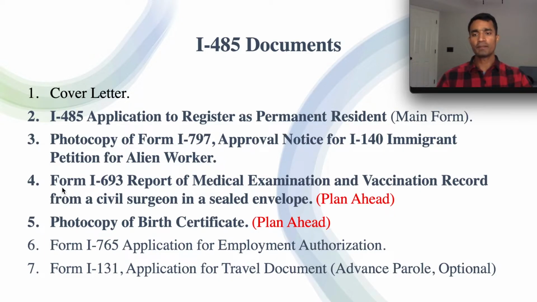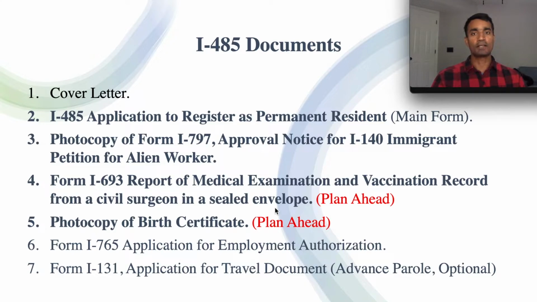Then the other form that you need is the I-693, report of medical examination and vaccination record. This is a form which would be provided to you by a civil surgeon. So I have provided a link in the description below. You can use that link to first schedule an appointment with a civil surgeon. You cannot use any doctor. It has to be a doctor approved by USCIS.